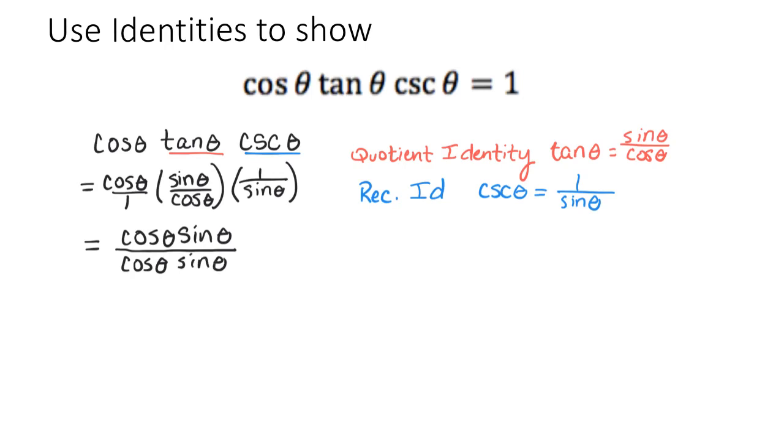I see a numerator, cosine of theta times sine of theta, divided by itself, cosine of theta times sine of theta. So I know anything divided by itself will reduce to 1. Again, the goal was to show that this side equaled 1. And I did that. And I used identities to do that. Again, I'll do a little bit of color coding. I used the tangent quotient identity, and I used cosecant's reciprocal identity to do that.